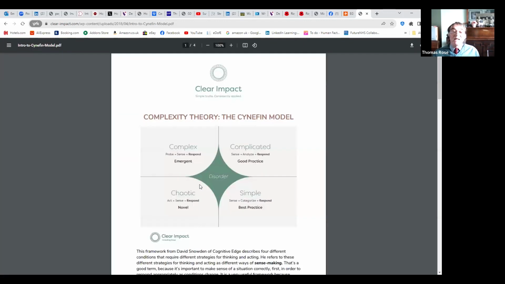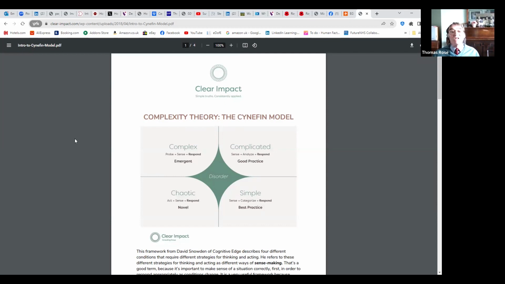I'll go back to this diagram that we saw at the beginning, a different version of it, where you've got complex, complicated, chaotic, simple. Some people apply these to processes and say, oh, we've got very complicated processes. Well, you haven't. You've got very complicated situations where those processes are enacted, and decisions have to be made as to which process you undertake at that time. So you mustn't mix these different complexities up with the actual processes that you're undertaking.